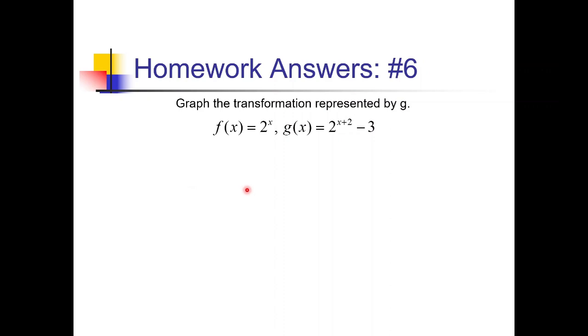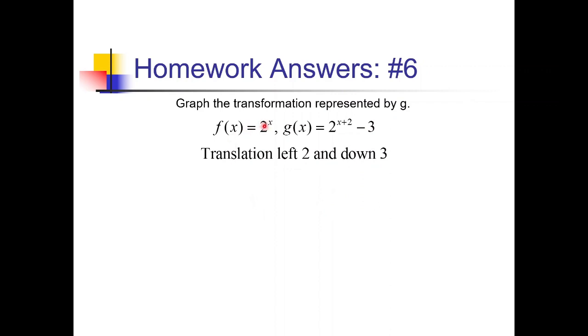For this problem, they want us to graph this transformation of the f function. So what is actually going on here? This x plus 2 in here is giving us a translation of left 2. The -3 outside the exponential function shifts us down 3. So we're going left 2, down 3.